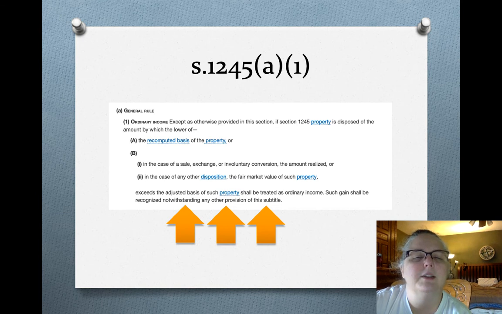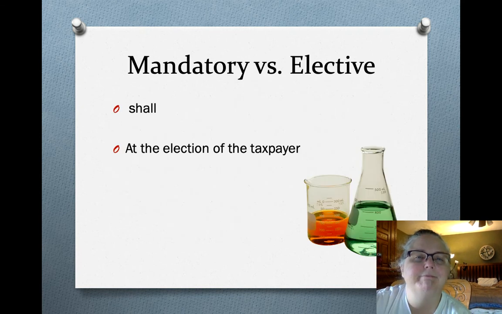And we see this, for example, I use section 1245(a)(1) as the example for this, where it deals with adjusted basis. You see, "such gain shall be recognized notwithstanding any other provision." So it's telling you that you're going to recognize it even if something else says you shouldn't. Okay. Language, mandatory versus elective.